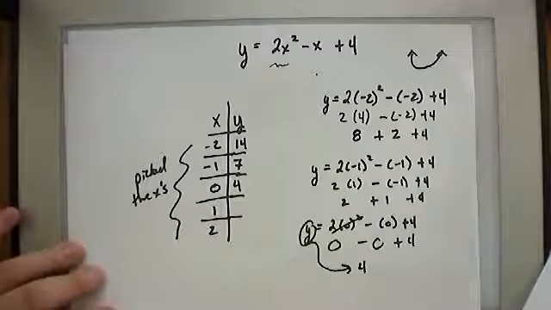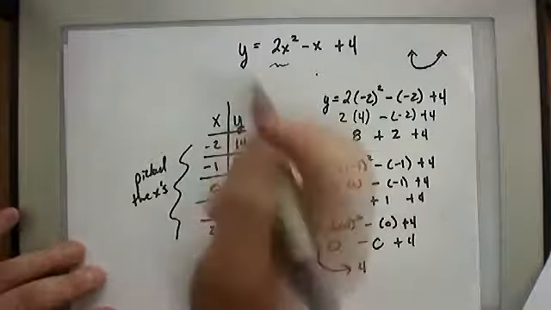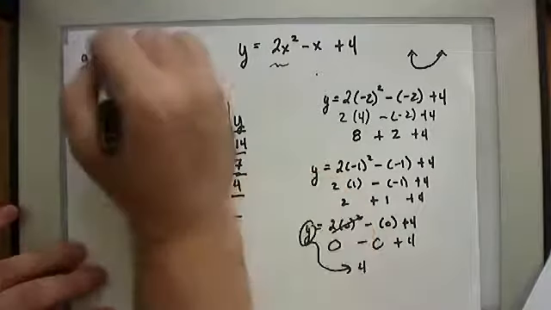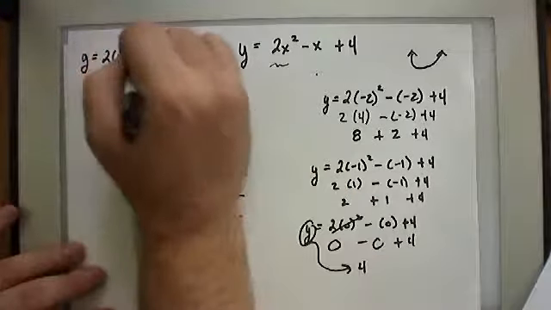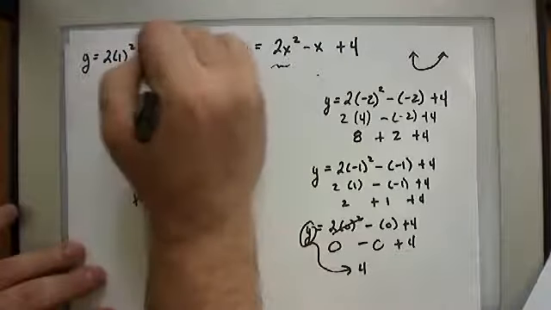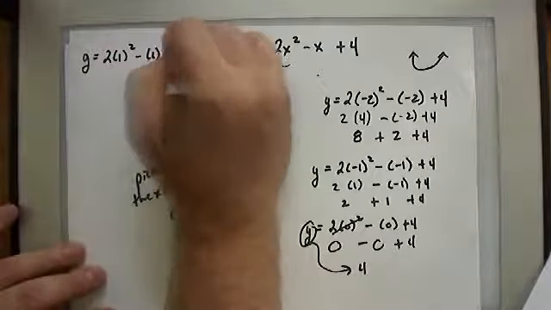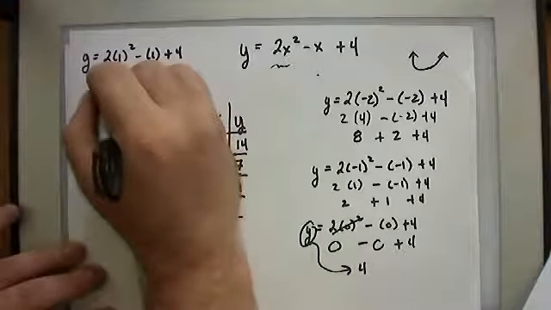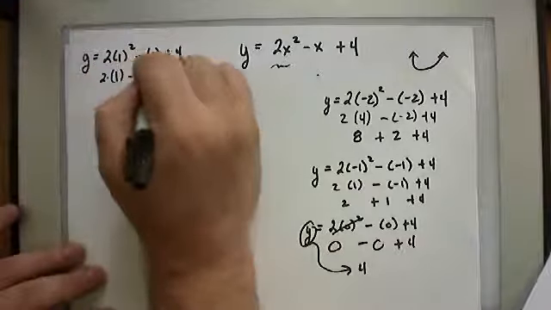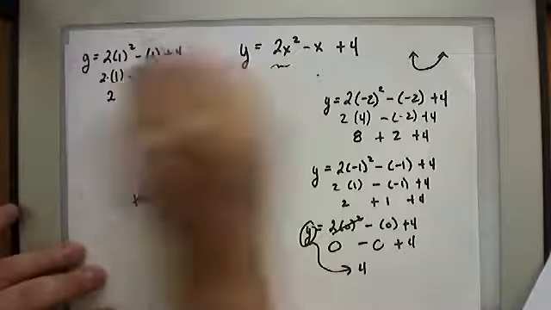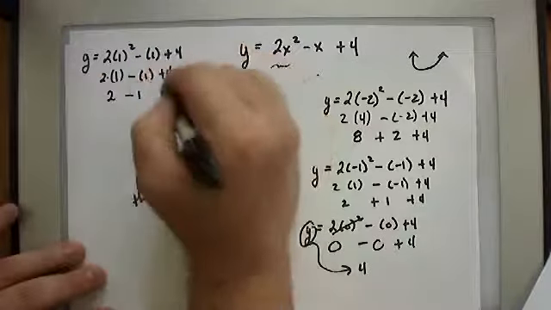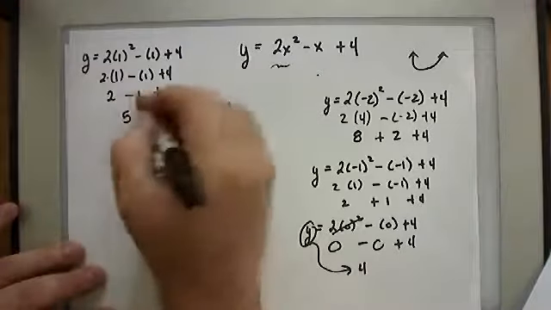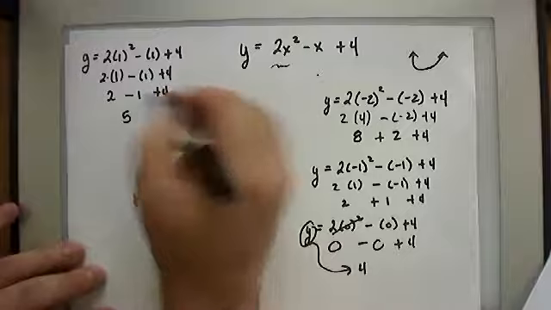And then we just have to finish it off and we'll kind of just squeeze these in wherever. So we got y equals, now we're going to do 1. 2 times 1 squared minus 1 plus 4. Okay. 1 squared is 1 times 2 minus 1 plus 4. That's 2 minus 1 plus 4. Excuse me, 2 minus 1 is 1 plus 4, that's 5.